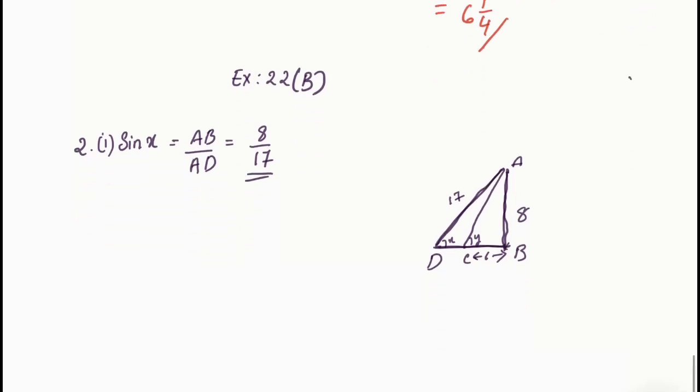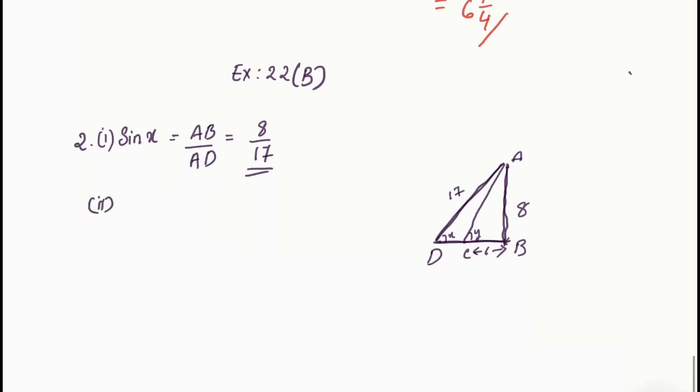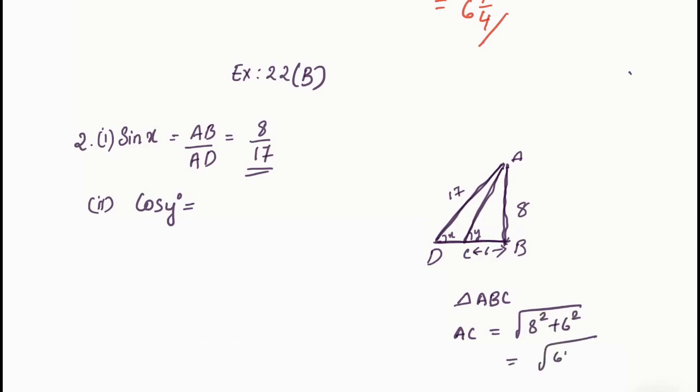Now what is the second sub question given to us? Cos y. Cos y is again base by hypotenuse. For this, which triangle do you need to use? You need to use triangle ABC. We do know AC. How do you find out AC? AC is equal to root of 8 square plus 6 square, that is equal to root of 64 plus 36, equals root of 100, equals 10. So you got AC as 10.